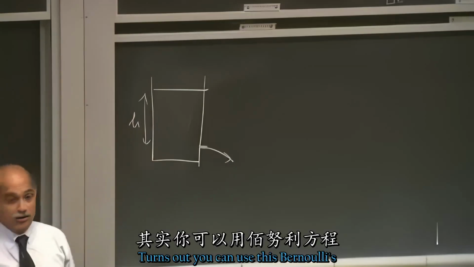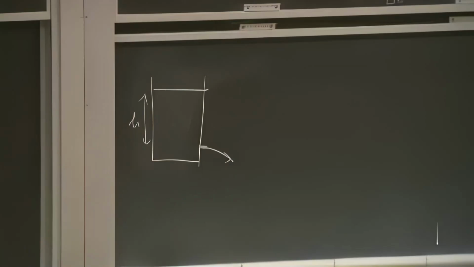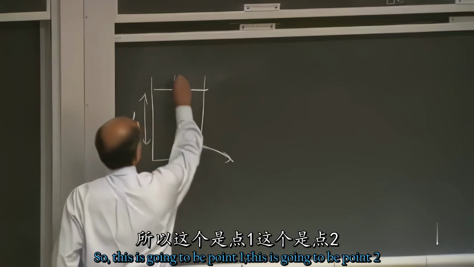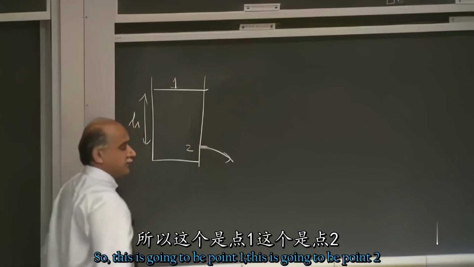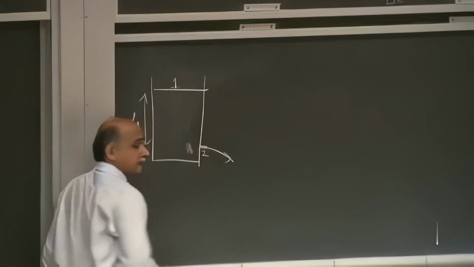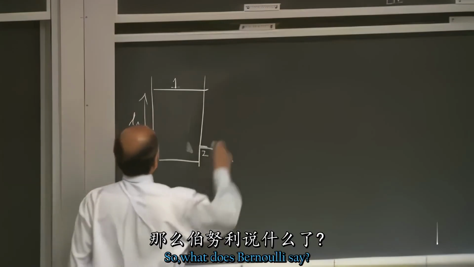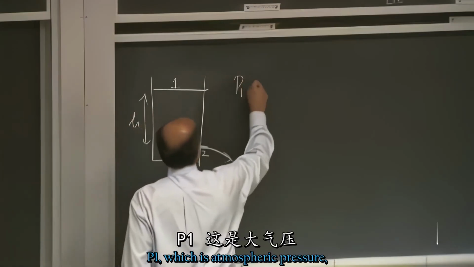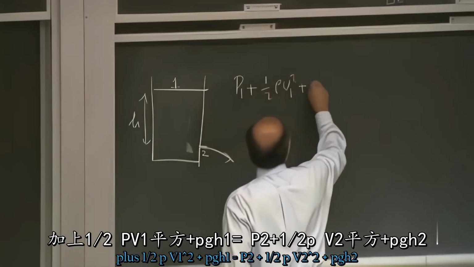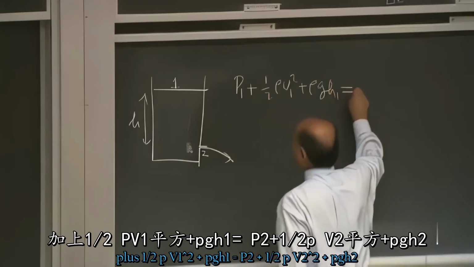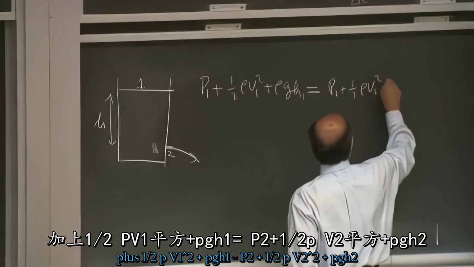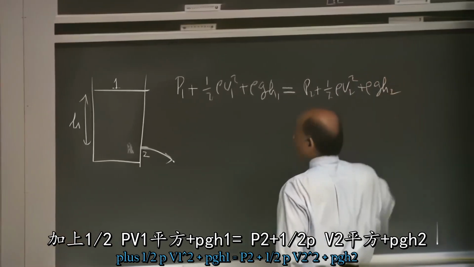Turns out you can use this Bernoulli's, by the way, this is called Bernoulli's equation. You can use Bernoulli to derive this. You just have to pick the points 1 and 2 cleverly. So this is going to be point 1. This is going to be point 2. Point 2, in fact, is just outside that hole. So what does Bernoulli say? P1, which is atmospheric pressure, plus 1/2 rho V1 square plus rho g H1 is equal to P2 plus 1/2 rho V2 square plus rho g H2.